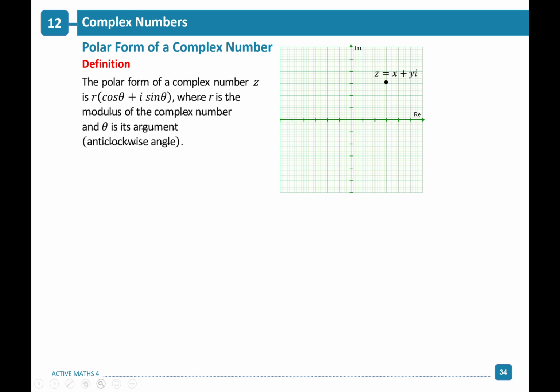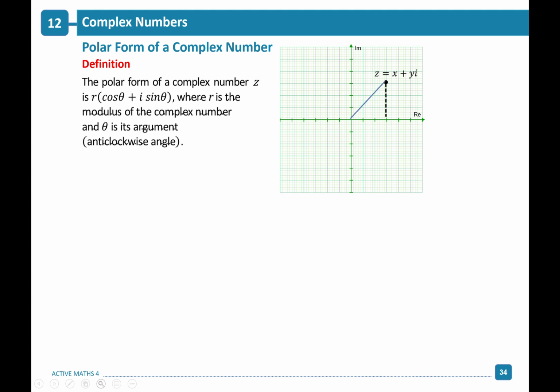Hi guys, today we're looking at the polar form of a complex number. The polar form of a complex number is taking a complex number z and writing it in the form of r times cos theta plus i sine theta, where r is the modulus of the complex number and theta is the argument. This is our angle from our positive x-axis measured anti-clockwise.